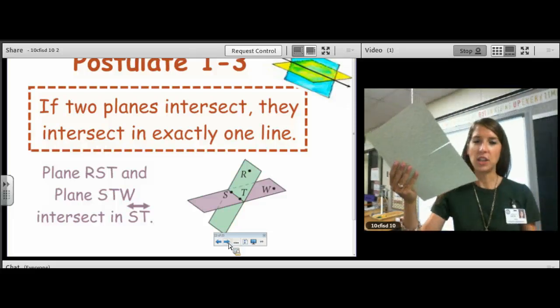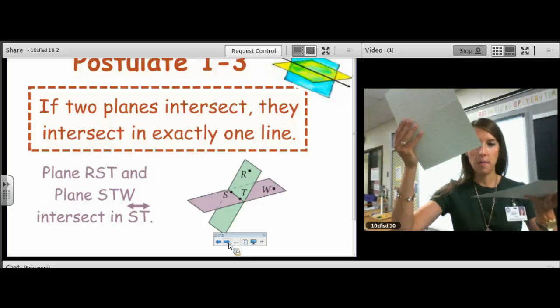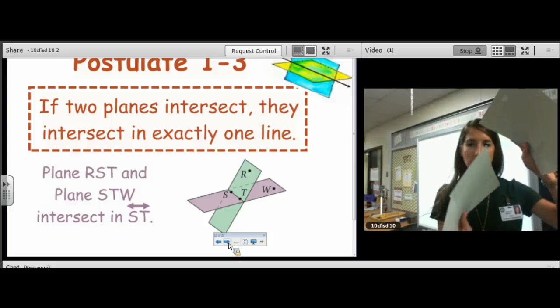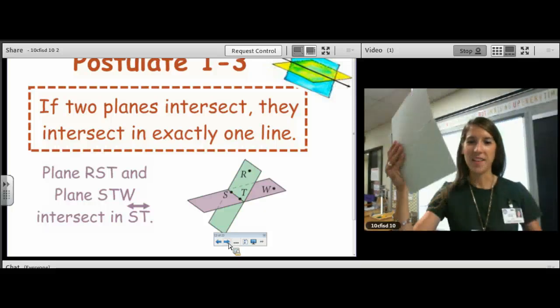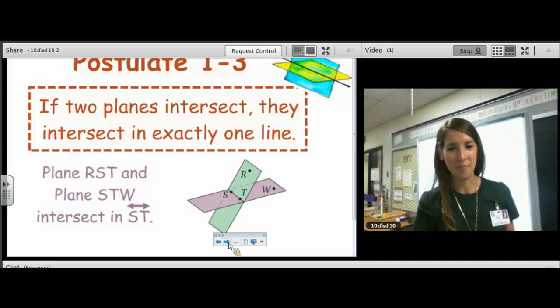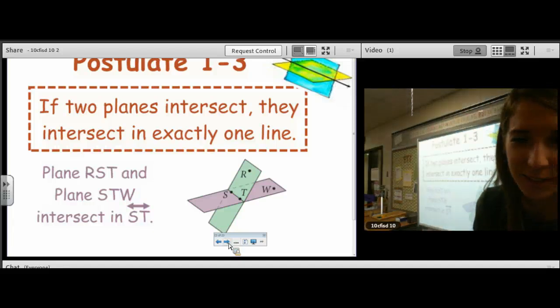Can planes be skew? Do you know enough about what skew is yet to know if planes can be skew? I'm going to let you think about that one. I'm going to let you look it up. Can't give you all the answers.